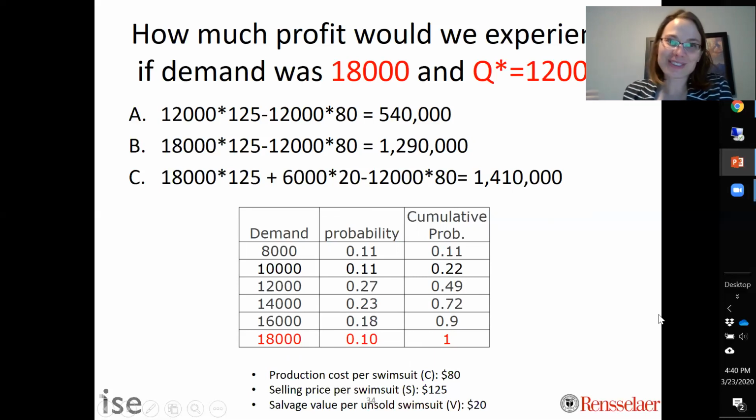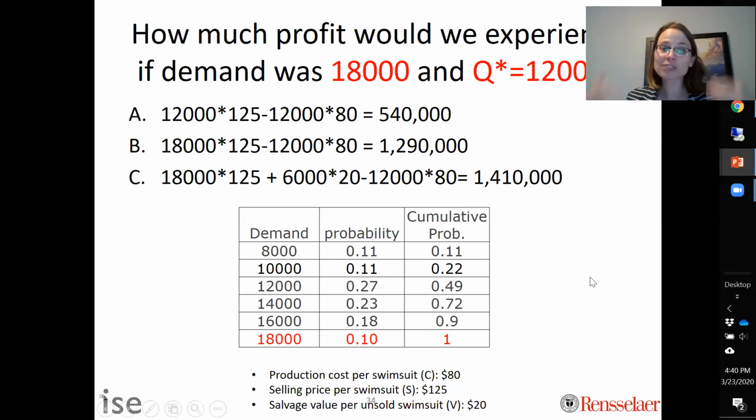So the correct answer for this one is actually A. And so A is because the key thing here is even though we had demand for 18,000, we only had 12,000 swimsuits. So how many did we actually sell? We only sold 12,000. So the correct answer is A. We sell 12,000, we sell them all at full price. And that's the correct answer. We do not sell 18,000 because we don't have 18,000 swimsuits. So that's why A is the correct answer.